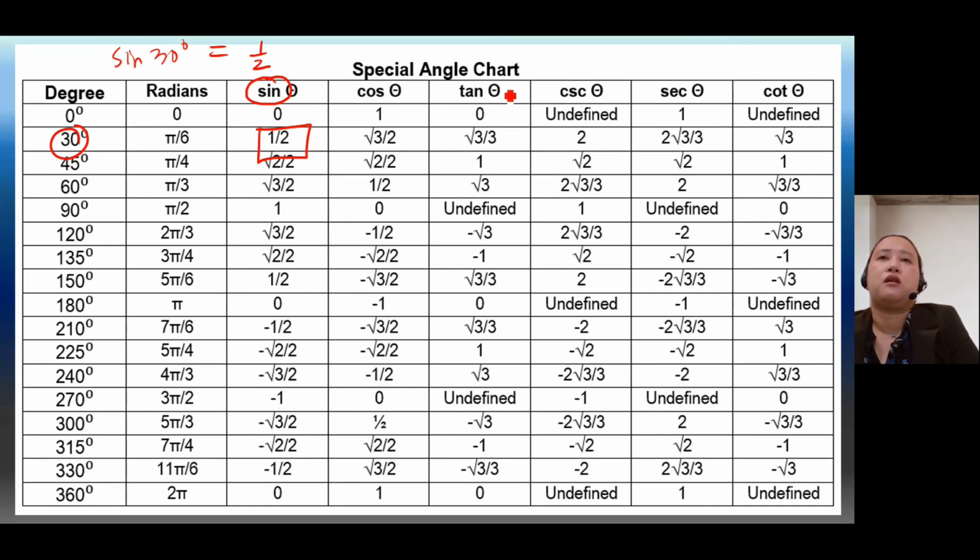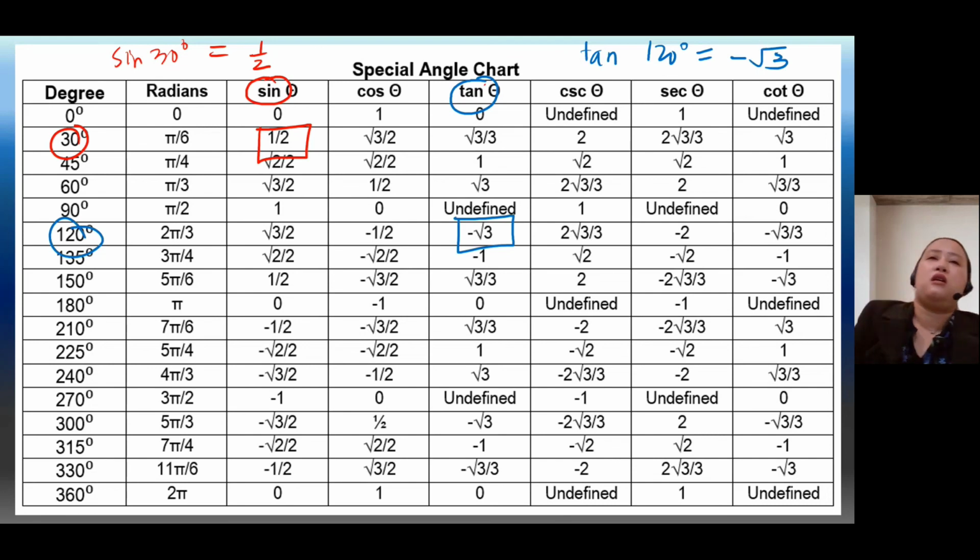Tangent. If we have tangent, for example, 120 degrees, the answer is negative square root of 3. That is how you're going to use the table. Your answer would be the intersection of the trigonometric function and the angle. So that ends the topic for week 3. Thank you.